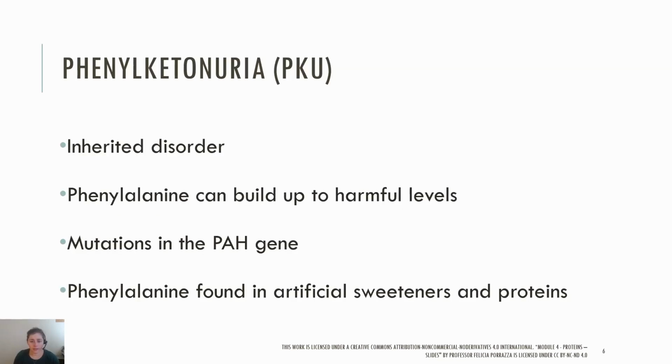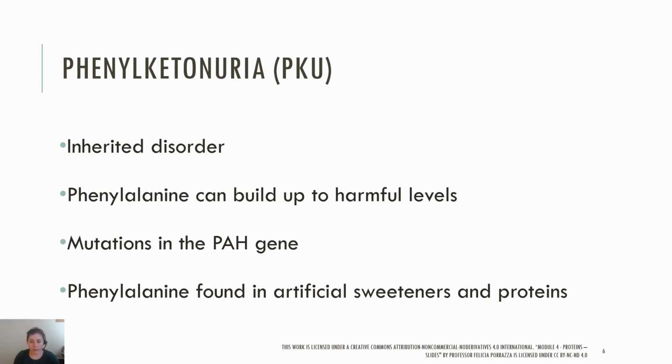Another instance when an amino acid becomes conditionally essential would be with phenylketonuria, or PKU. PKU is an inherited disorder caused by mutations in the PAH gene. The PAH gene is responsible for making the enzyme phenylalanine hydroxylase. This enzyme would convert the amino acid phenylalanine to tyrosine.